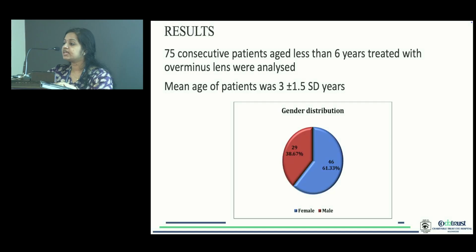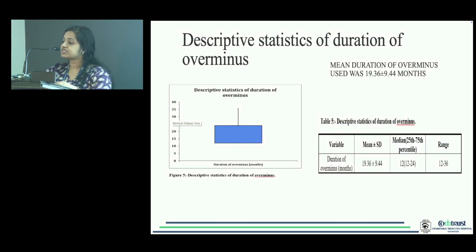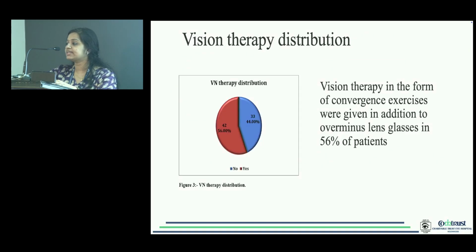Coming to the results, 75 consecutive patients aged less than 6 years treated with over minus lens were analyzed. The mean age of patients was 3 plus or minus 1.5 years, and there were 61.33% females and 38.67% males. Coming to the descriptive statistics, the mean dose of over minus was minus 0.95 diopter plus or minus 0.23, and the mean duration was 19.36 plus or minus 9.44 months. Vision therapy in the form of convergence exercises was given in addition to over minus lens in 56% of patients.